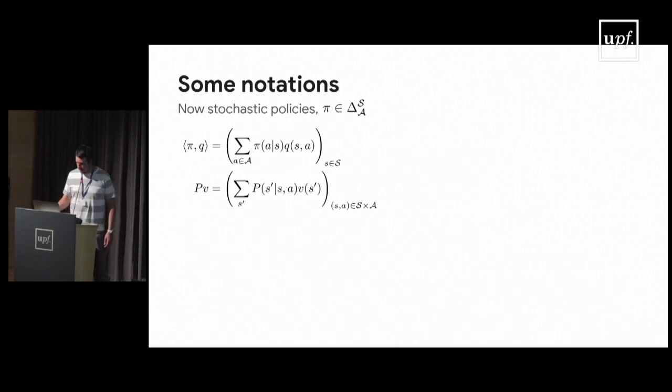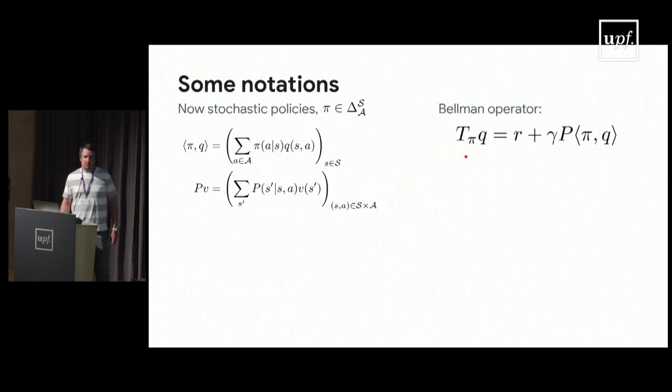So I will introduce some notations to make things even shorter. The first thing you want to do is to compute the expectation of the Q value according to the policy for a given state. So it's a sum over actions of the policy times the Q value for a given state. I write this as pi dot Q, because component-wise, it's a dot product. An expectation is a dot product, and I will make huge use of this notation. And this is a vector which is as big as the state space. PV computes the expectation of the value function over the next state, given the current state-action couple. So it's an SA vector.